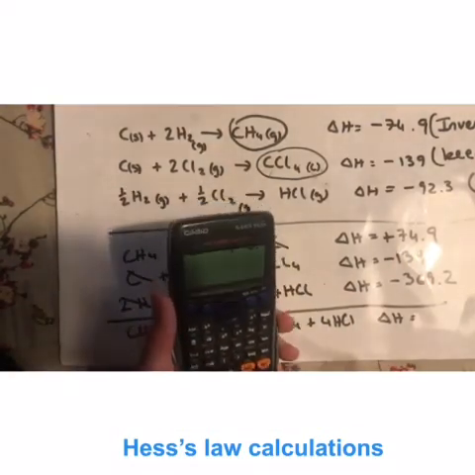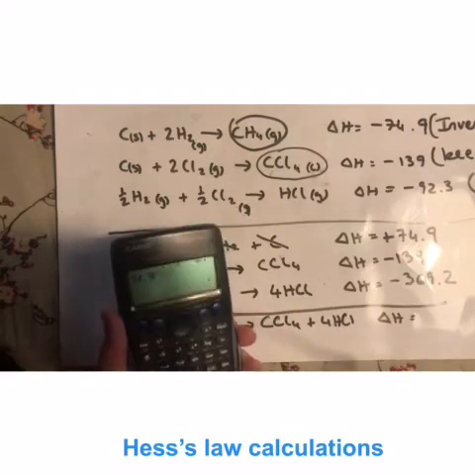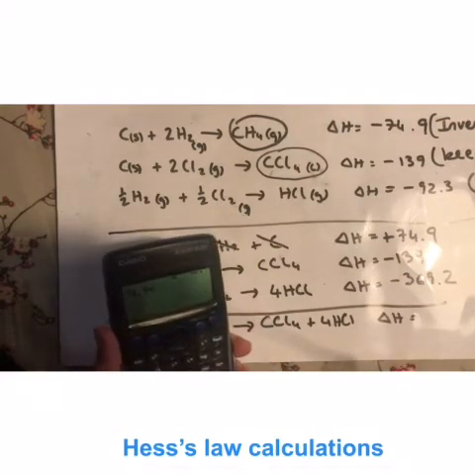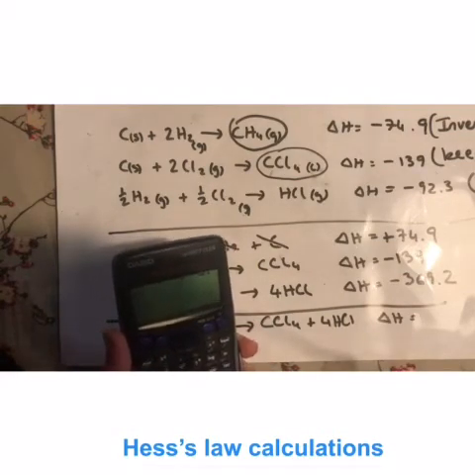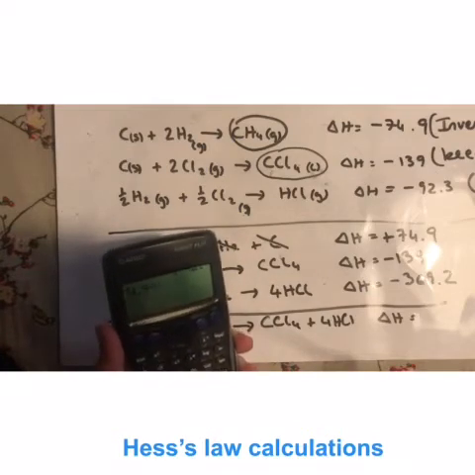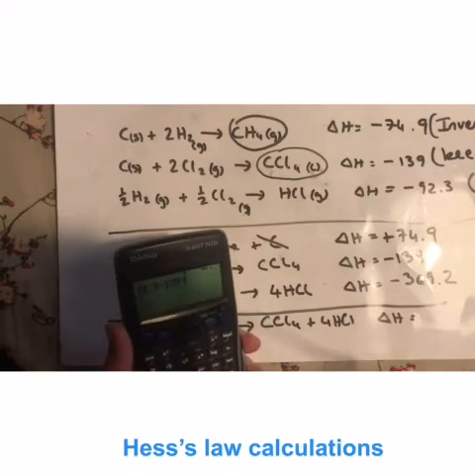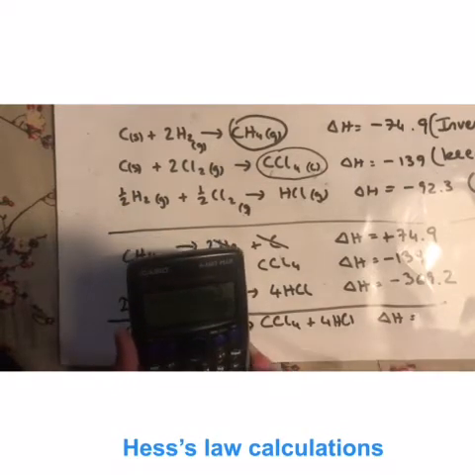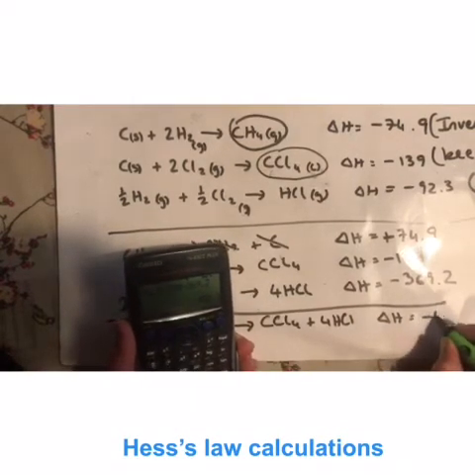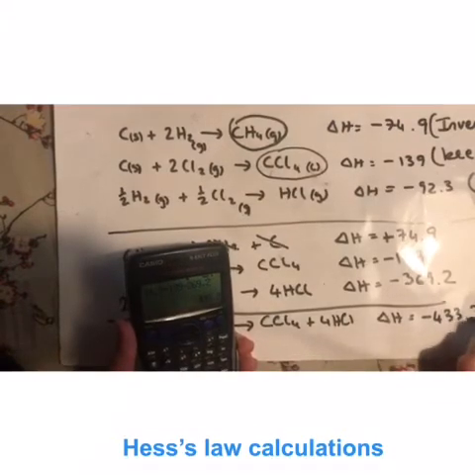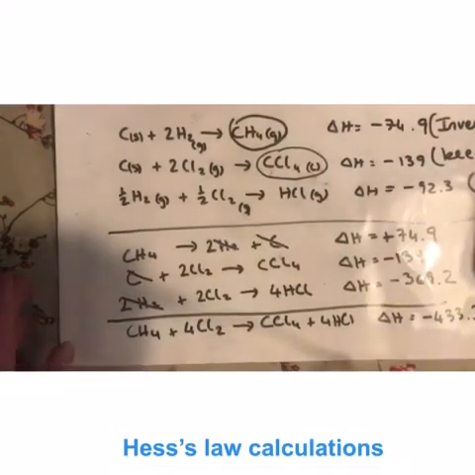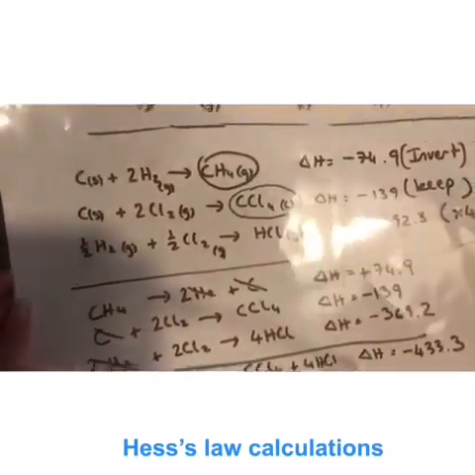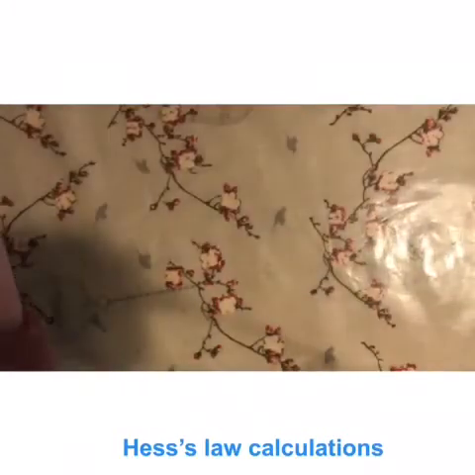So it's 74.9 minus 139 minus 369.2. So the answer I get there, girls, is minus 433.3. Okay, so there's the answer there for 21.14. Alright, let's have a look at 21.15.